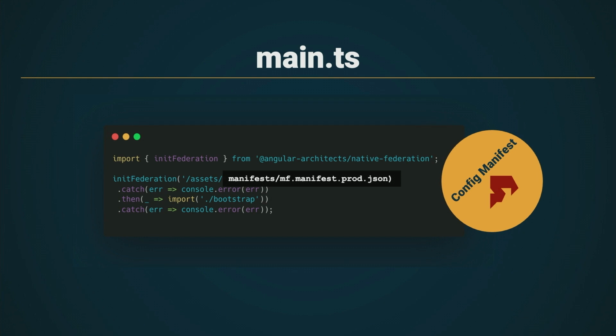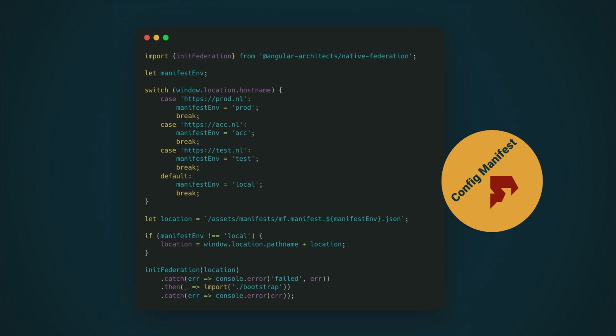But it is not handy when you want to step over from production to acceptance, or want to test our local environment. We would have to change this file. That's not what we want. So I expanded this file with a switch. When I work on production, I use the production manifest file. When I use the acceptance environment, I step over to that manifest file. Via that location, it contains the right manifest file, and then I can bootstrap the application with the right URLs.